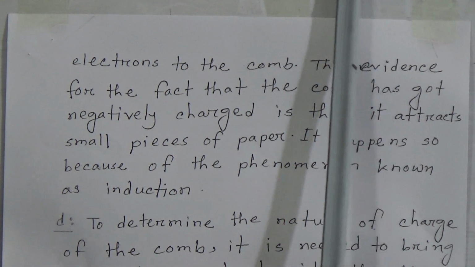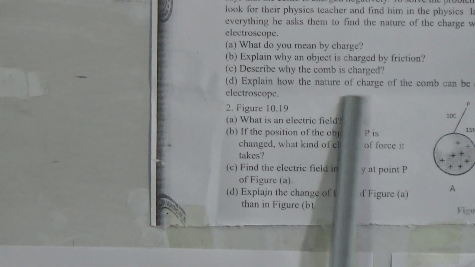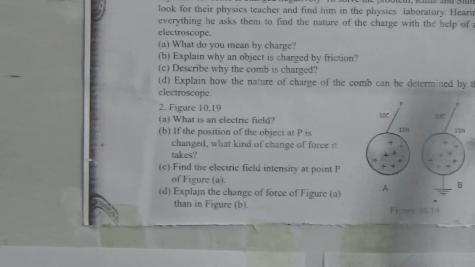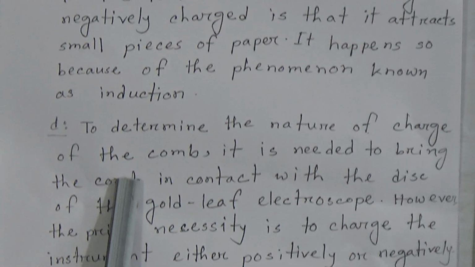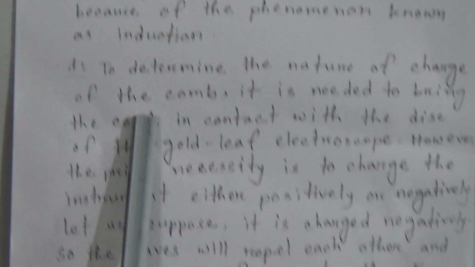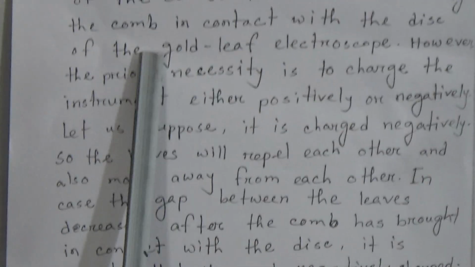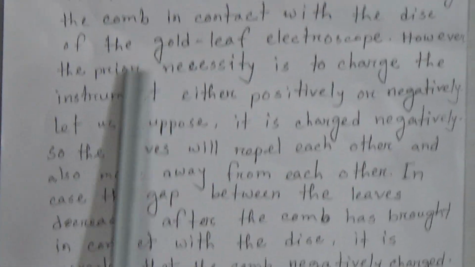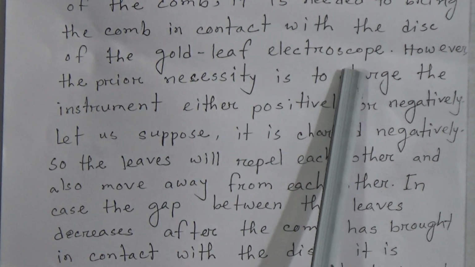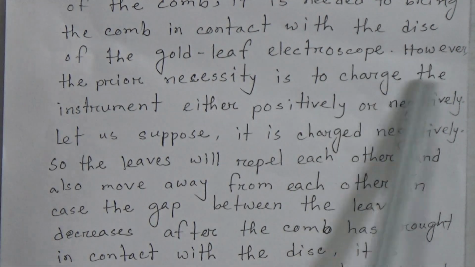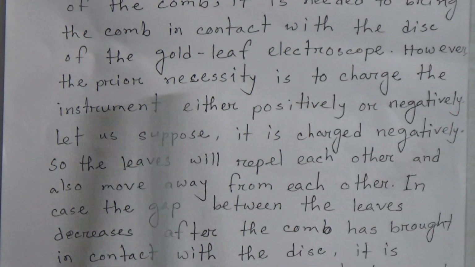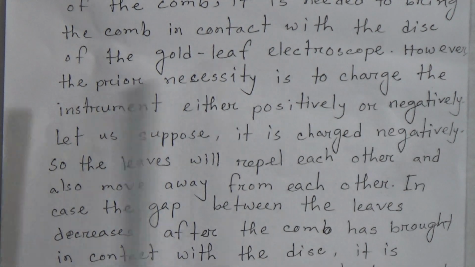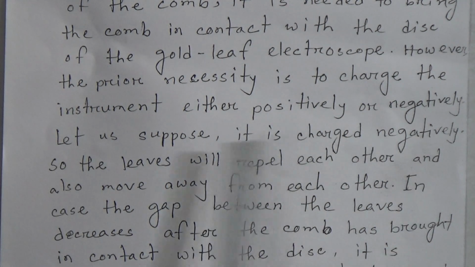Now come to question number D. Explain how the nature of the charge of the comb can be determined by the electroscope. My dear students, to determine the nature of the charge of the comb, it is needed to bring the comb in contact with the disc of the gold leaf electroscope. However, the prior necessity is to charge the instrument either positively or negatively. Let us suppose it is charged negatively.